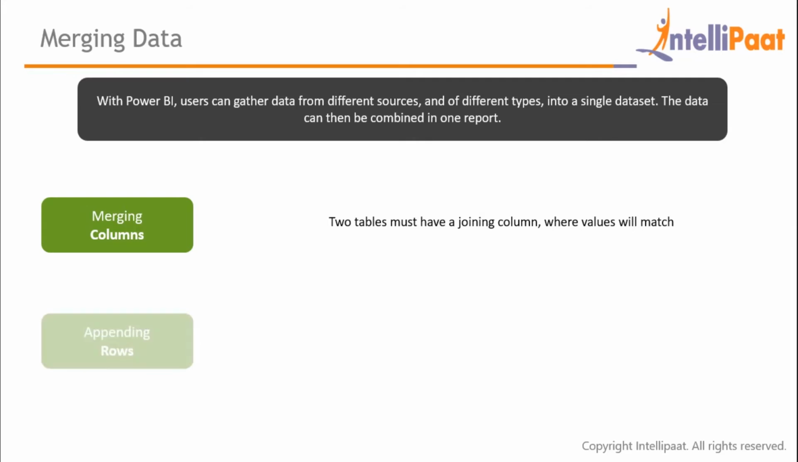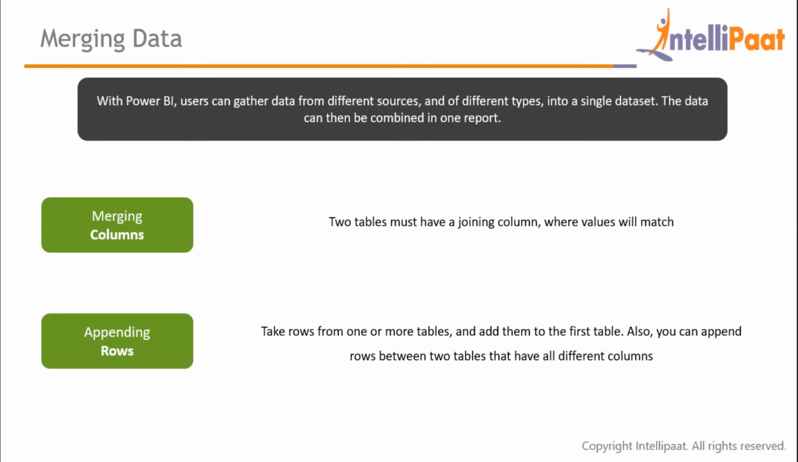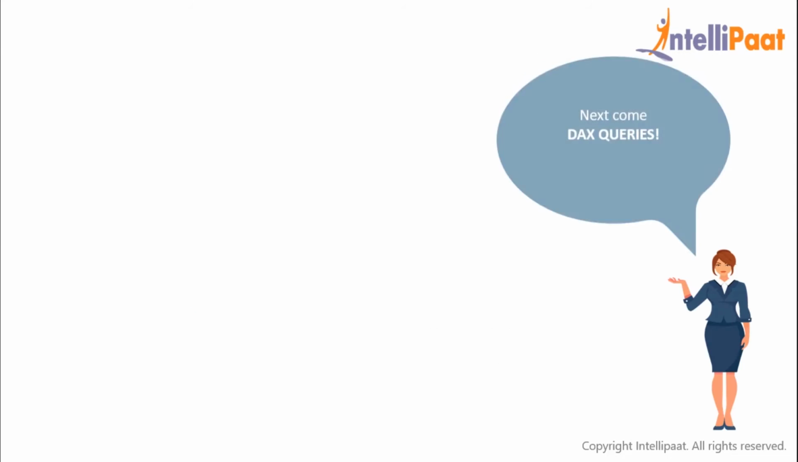And the second is appending rows. Take rows from one or more tables and add them to the first table, and both the tables will be connected together. Now that we understand this about tables, let us move on and understand what DAX queries really mean.